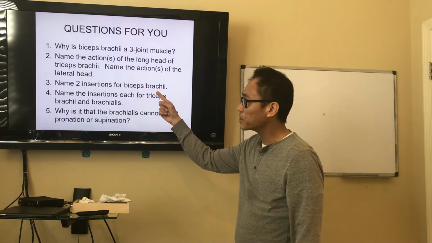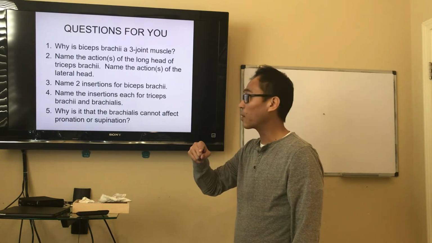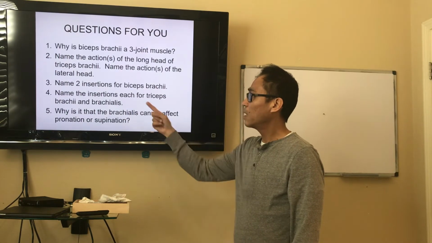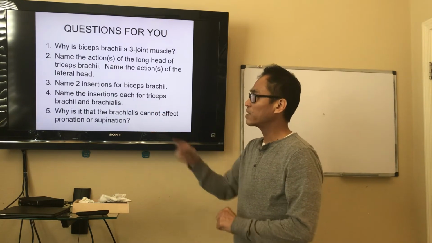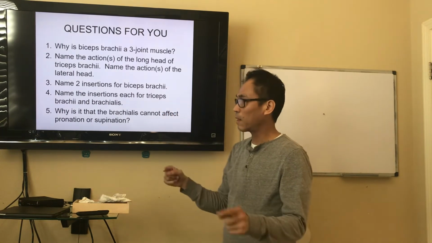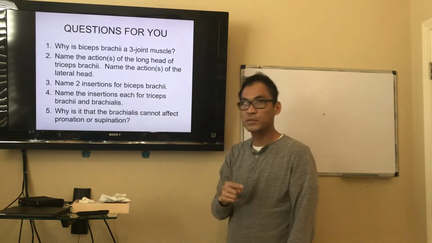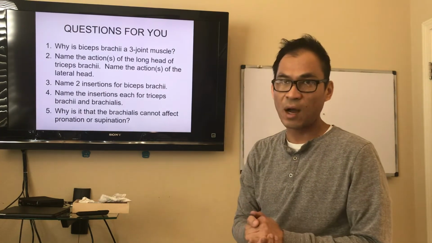Two insertions for biceps brachii: that's the radial tuberosity and the bicipital aponeurosis. Name insertions each for triceps brachii and brachialis. The triceps inserts onto the olecranon, the brachialis inserts onto the coronoid process and ulnar tuberosity.